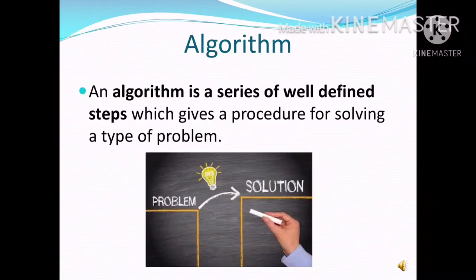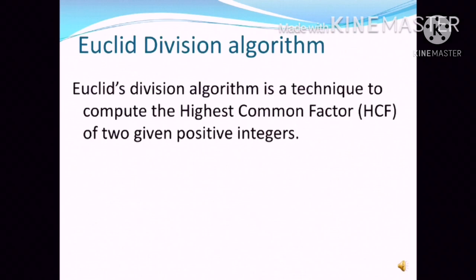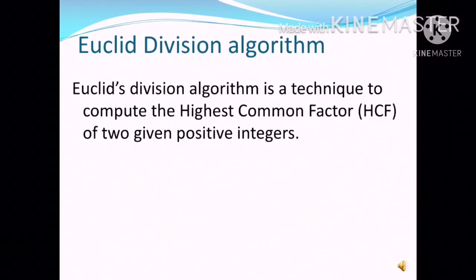And what is an algorithm? An algorithm is a series of well-defined steps which gives a procedure for solving a particular type of problem. Euclid division algorithm is a technique to compute the highest common factor, that is HCF, of two given positive integers. This technique of calculating HCF of two numbers is very helpful to us in solving many daily life problems, and also it helps you in competitive exams where you may have to find HCF of two or more integers quickly. So let us learn this technique.